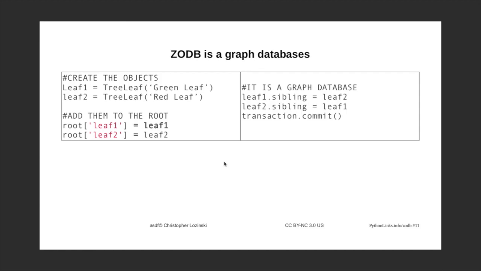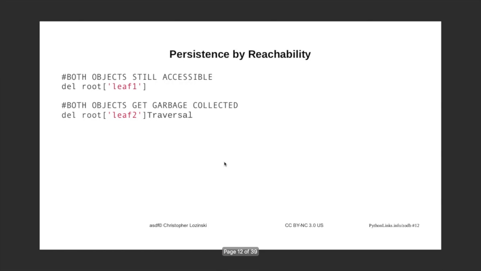There's a root, it's got two leaves under it, and they each connect to each other. So you can access the leaves by either of two paths. What happens when we delete one of those paths? If we delete root to leaf 1, the objects are still accessible because you can go to leaf 2 and sibling and get to leaf 1.